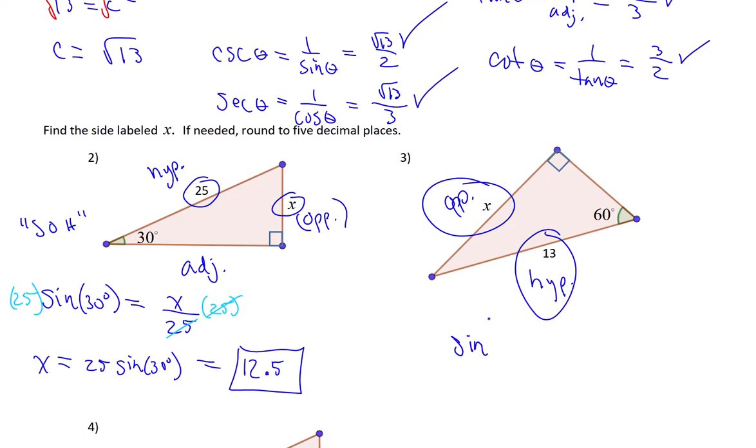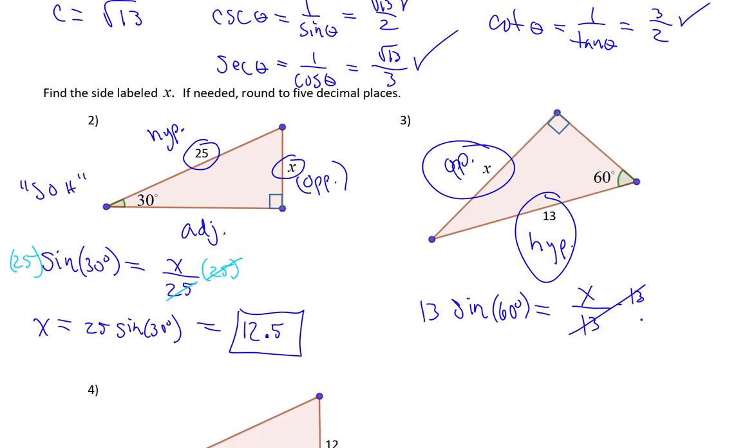We could use sine because it involves both the opposite and the hypotenuse. So in this case, the sine of 60 degrees, that's our angle we're working with, which was given. Sine is opposite, that's x, over hypotenuse, that's 13, just the way it was labeled. We can solve for x just like we did in the previous problem by multiplying by 13 on both sides. The 13's cancel on one side, leaving us with x equals 13 sine of 60 degrees.